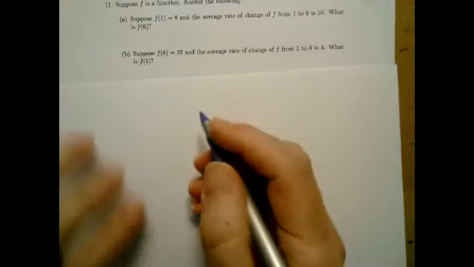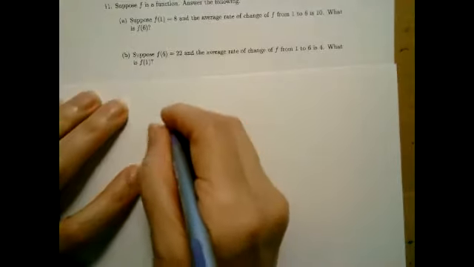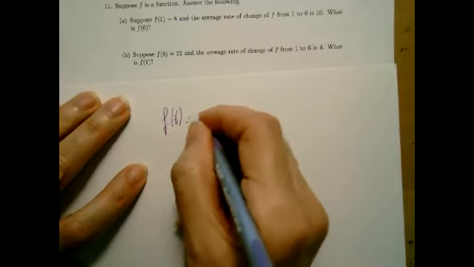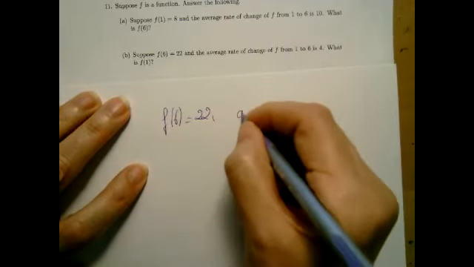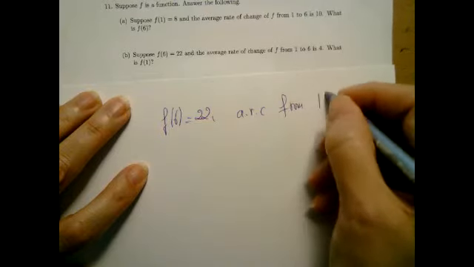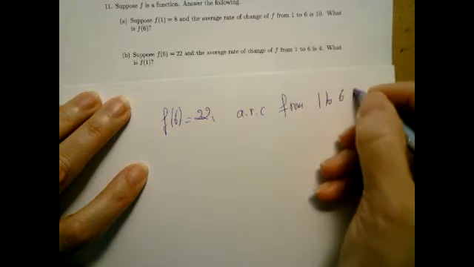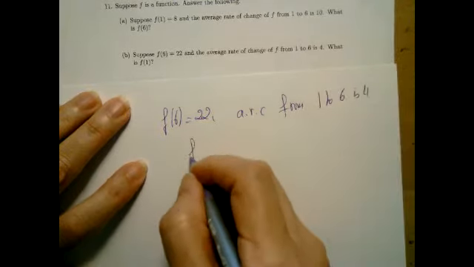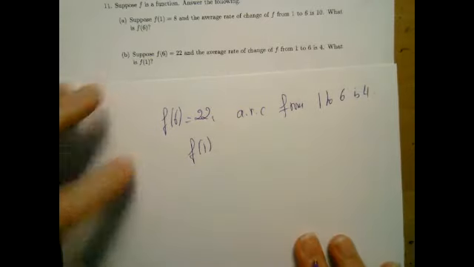f of 6 is 22. The average rate of change from 1 to 6 is 4. And now they want you to find f of 1.